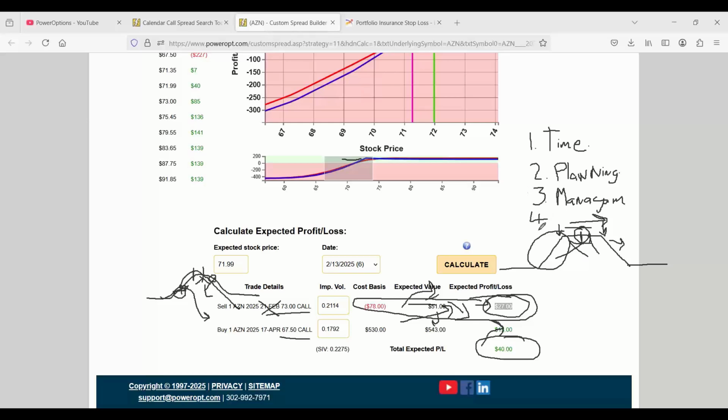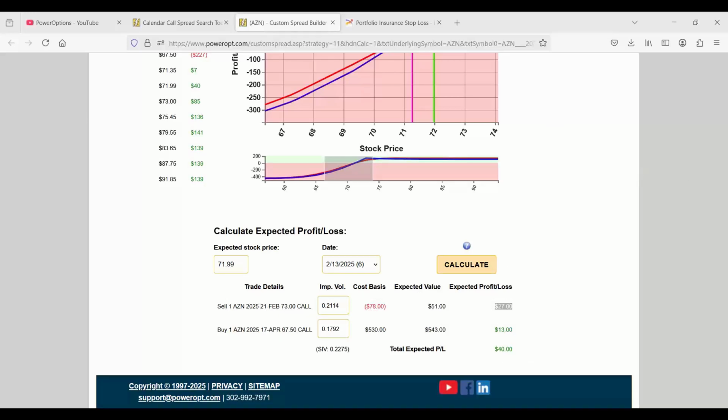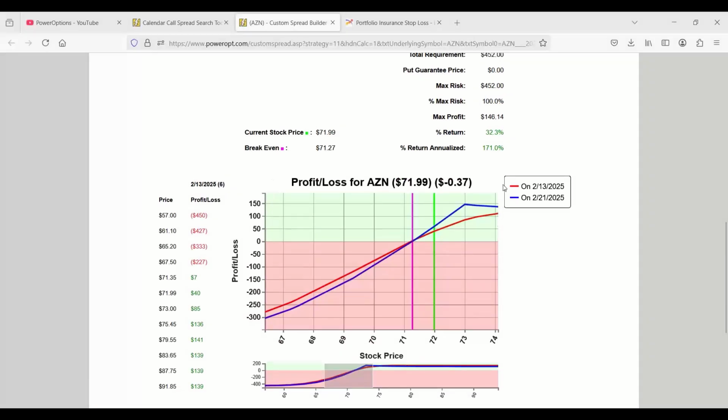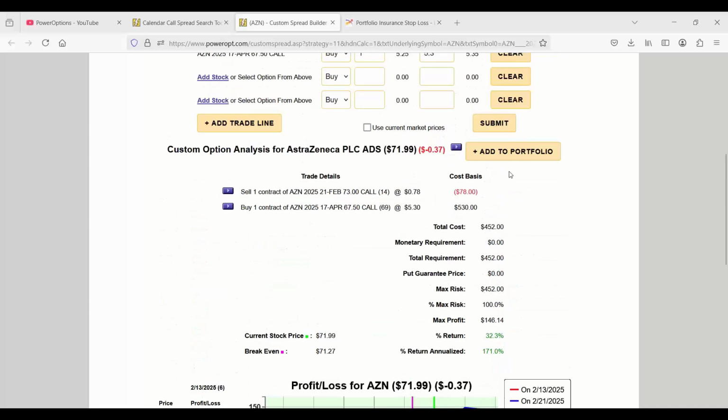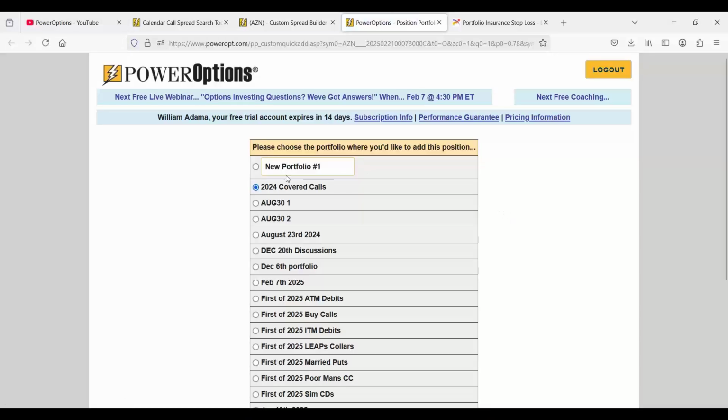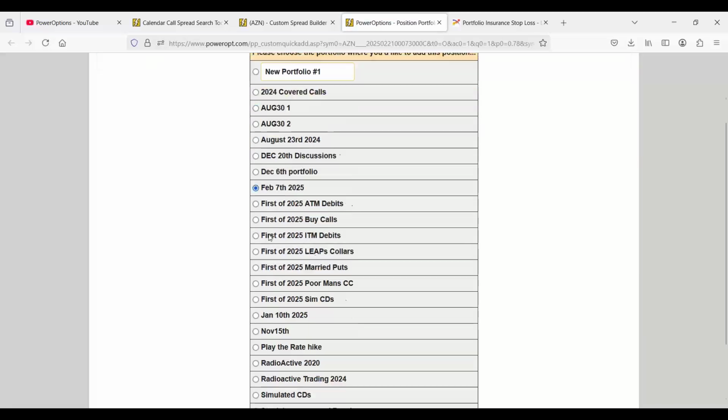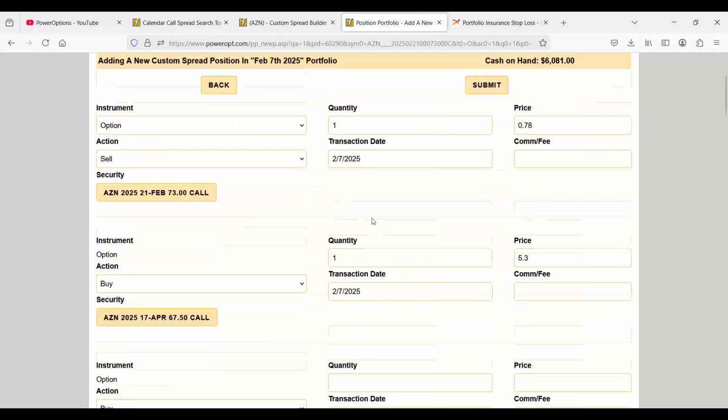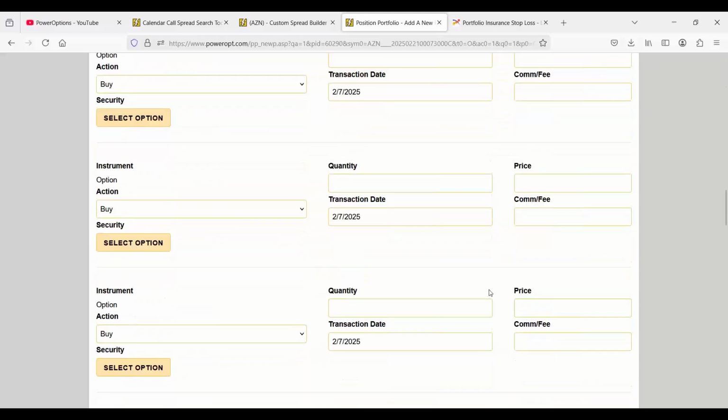Now, number 4, related to the planning, of course, we talked about it, alerts and reacting to the alerts. Now, of course, on PowerOptions, let's clear this all out very quickly, all our drawings out real quick. And I'm going to add to portfolio. We're going to add it to our February 7th, 2025. There's a couple discussions we might get to once we get through our live questions. We're just going to enter this little calendar spread here.